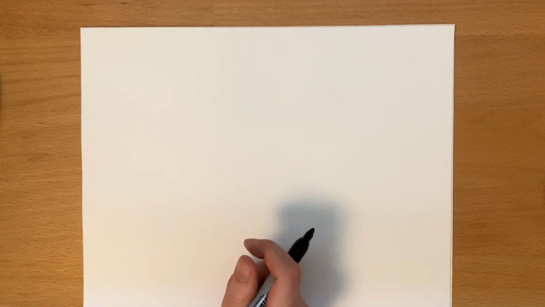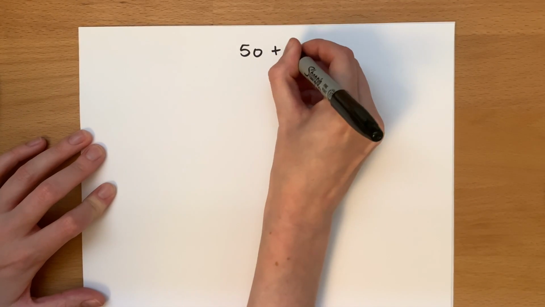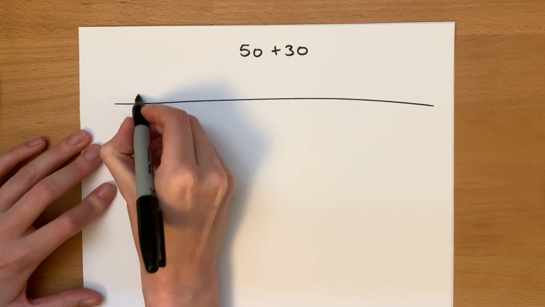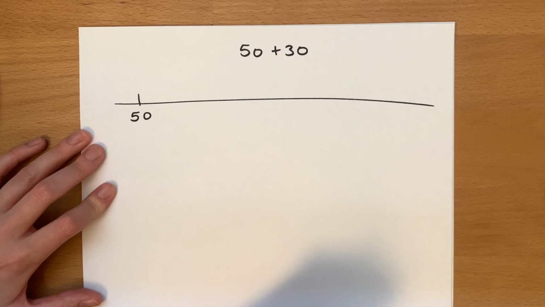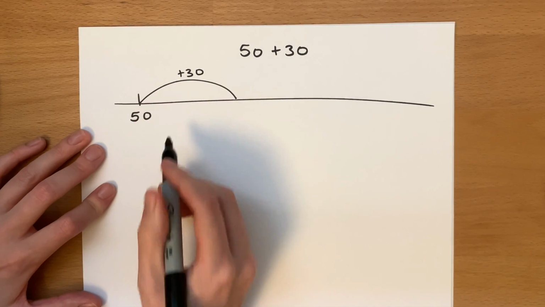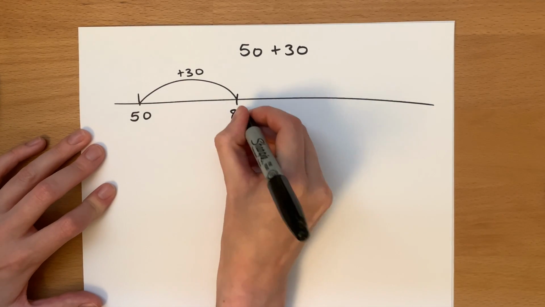For my next equation, I'd like you to solve 50 plus 30. The way I do that is I'd start with 50 because it's the greater number. I'm going to add the 30 all together. 5 tens plus 3 tens equals 8 tens, which is 80.